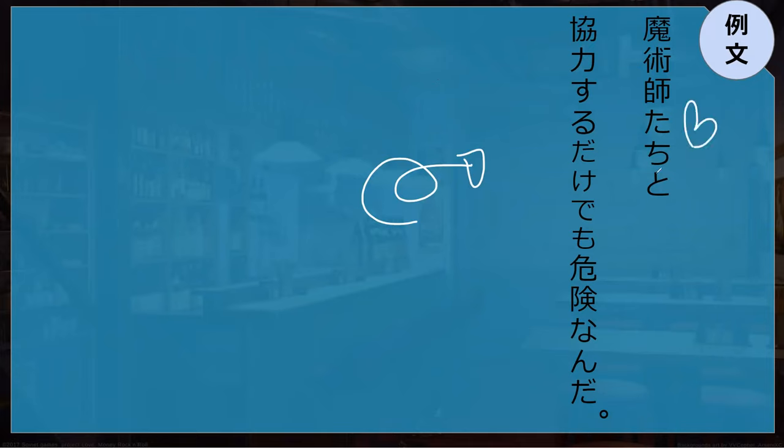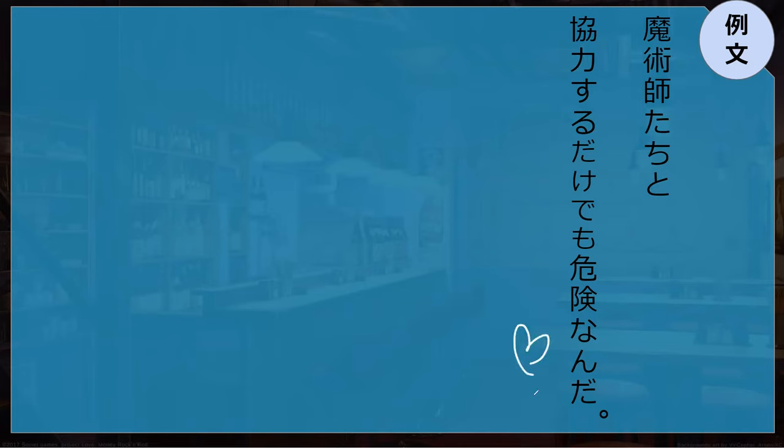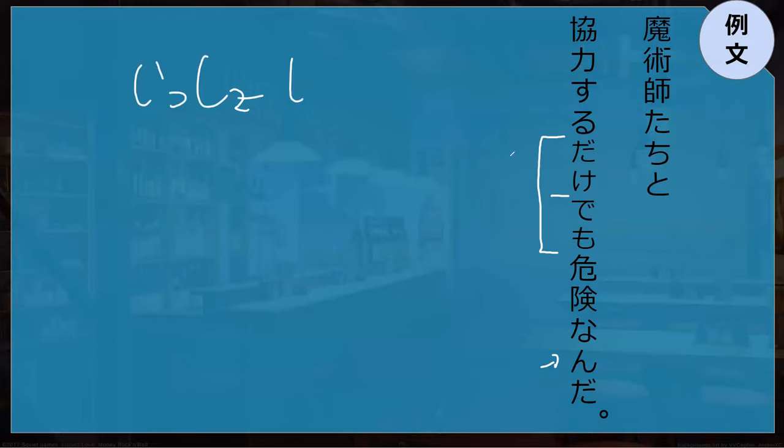Can you read this for me? Majutsushi tachi to yori yoku tsuru dake demo, 危険なんだ. So it's 危険なのだ. Meaning, it could be dangerous. No, he didn't say that. He really said it is dangerous. But he said, demo 危険なのだ. He said, however, it is dangerous. But before that, he said, together with the Majutsushi tachi. So 一緒 is together. 一緒に. We got 一緒, 協力.